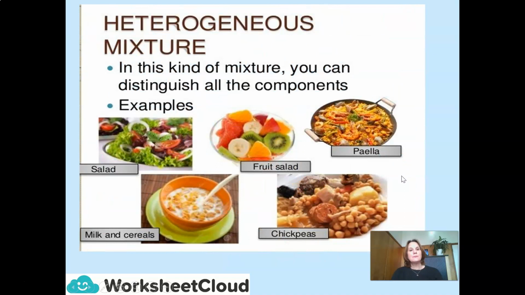A heterogeneous mixture is a mixture where you can distinguish all the components. Right? Is this coming back to you from grade 6? Heterogeneous, scientific term. I'm able to separate the banana from the kiwi, from the pawpaw, from the watermelon. I'm able to separate the olives from the tomato, from the lettuce. And this morning, while you were eating your breakfast, you would have been able to separate your cornflakes from your milk. That forms a heterogeneous mixture.